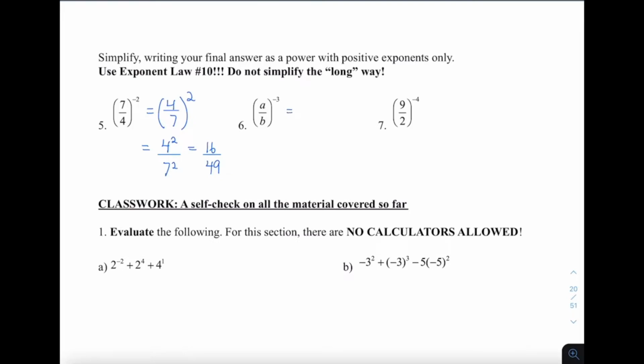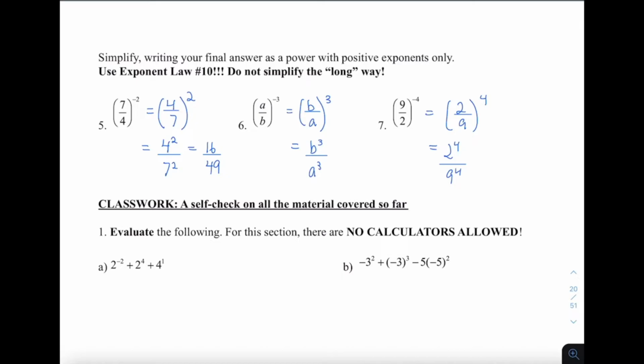Okay. The next one is going to be b over a to the power of positive 3, which is b cubed over a cubed. And this one is 2 over 9 to the power of positive 4 and we can just leave it like this. We weren't told whether or not to simplify.